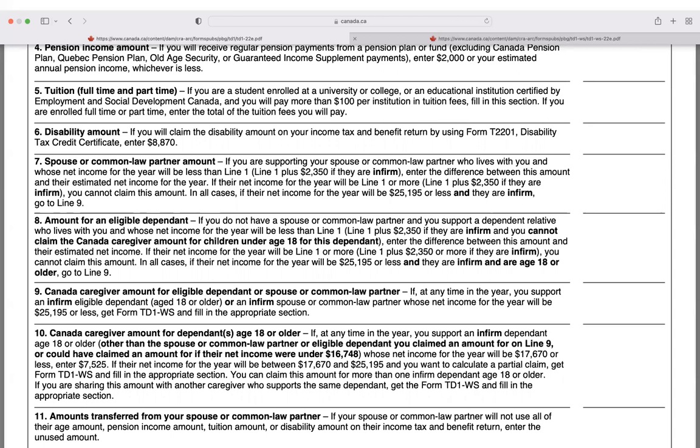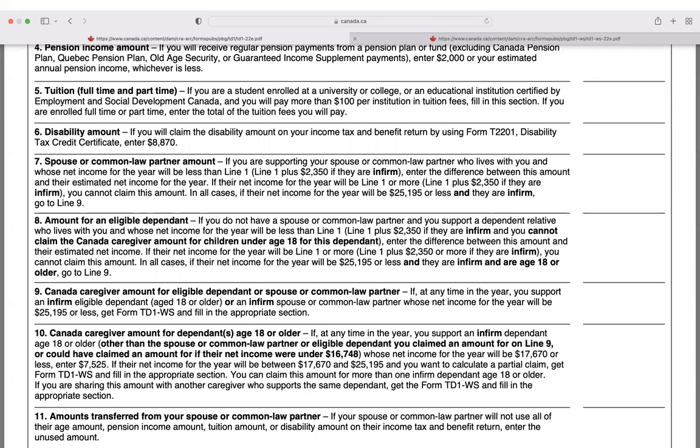Number eight, amount for an eligible dependent. If you do not have a spouse or common law partner and you support a dependent relative who lives with you and whose net income for the year will be less than line 1, plus $2,350 if they are infirm, and you cannot claim the Canada caregiver amount for children under 18, you enter the difference between this amount and their estimated net income.